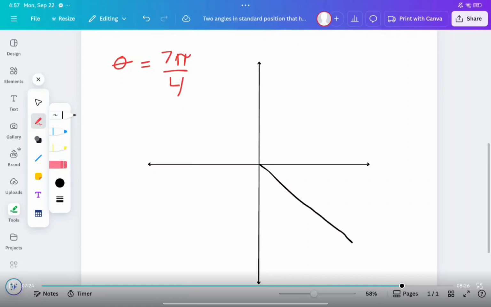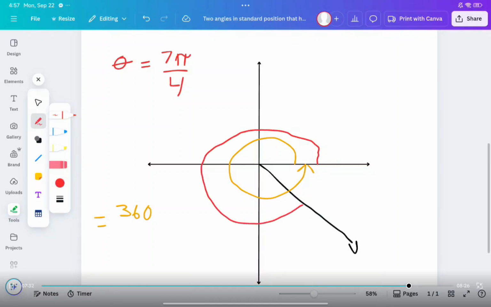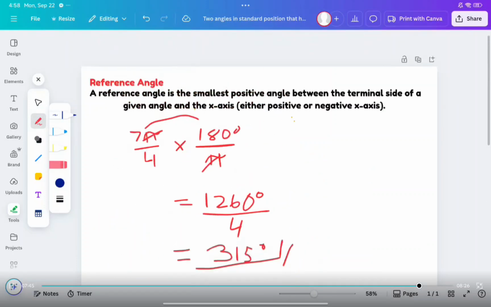To understand it easily, here's the full rotation, which is 360 degrees, and another counterclockwise rotation, which is 315 degrees. So basically, we can subtract 315 degrees from 360 degrees and come out with the answer of 45 degrees. So our reference angle is 45 degrees.